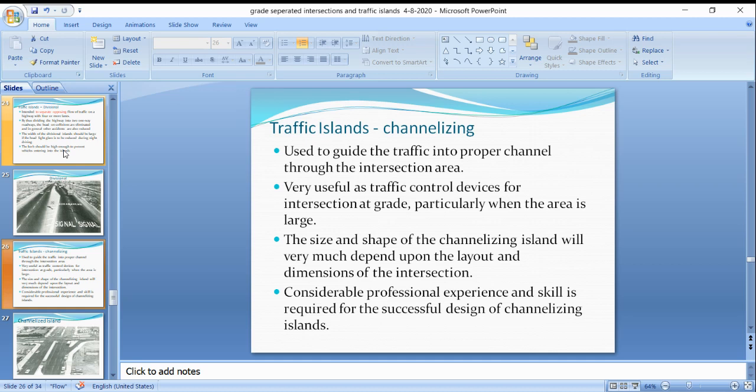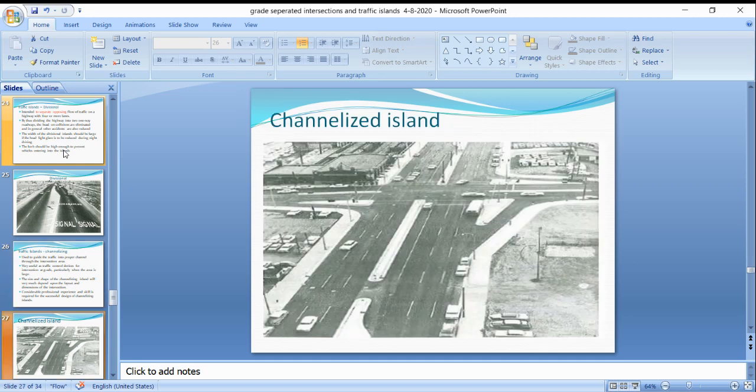It requires more space. So size and shape are required, and it depends upon where it is required; the area is important. So professional experience and skill is required for the successful design of the channelized island.